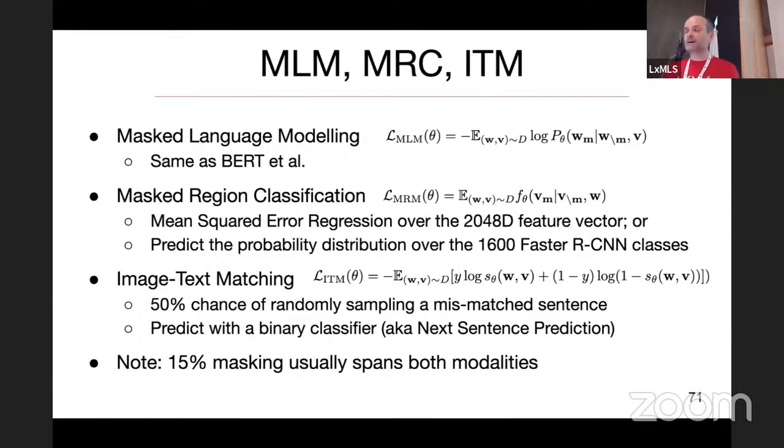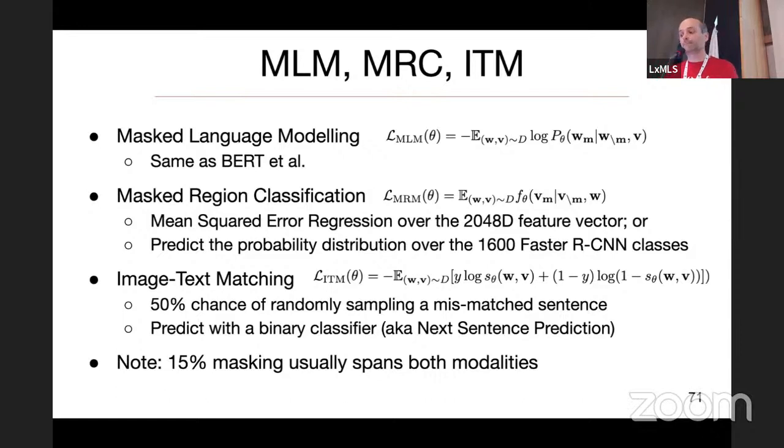For the image text matching objective, this is just like next sentence prediction from the BERT paper, where there's a 50% chance of randomly sampling a mismatched sentence when you're doing pre-training. And here we're just trying to correctly predict whether they are an aligned pair or an unaligned pair.